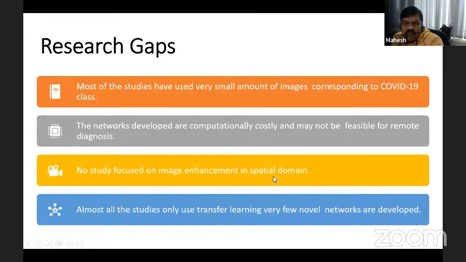So this is the research gap we observed. Most studies have used a very small amount of data. Still, this is a problem. People wanted to work on COVID-19 detection, but they are unable to get the data. Okay, online data is not available, and that is a problem. And what is available is in JPEG or PNG format, not in the raw format. CT scan images are not there. So that is a problem.